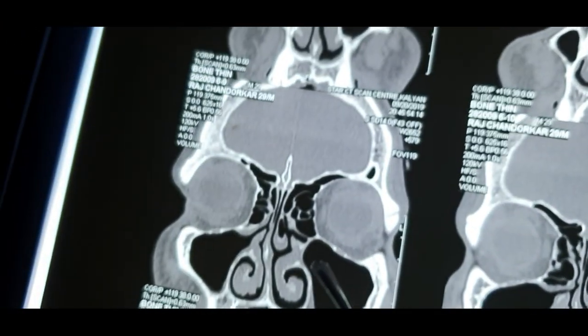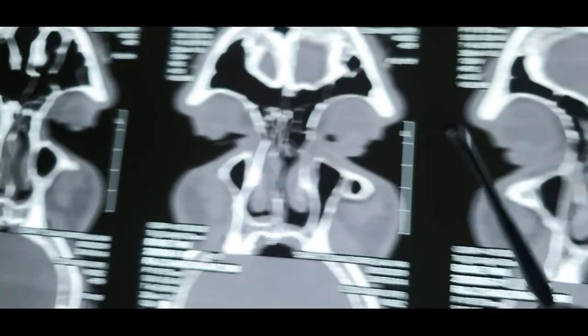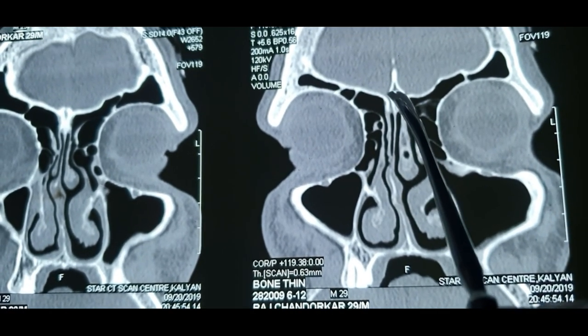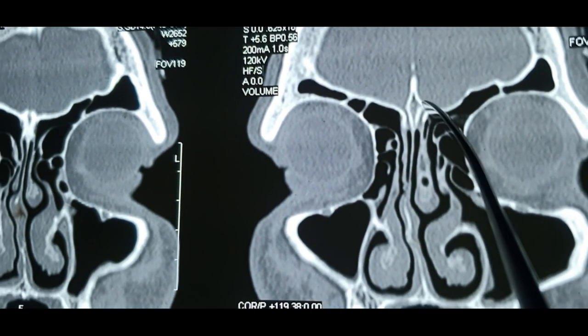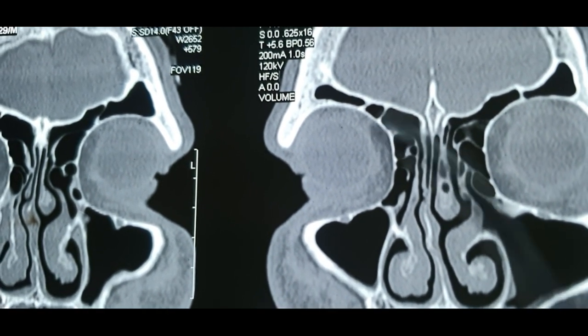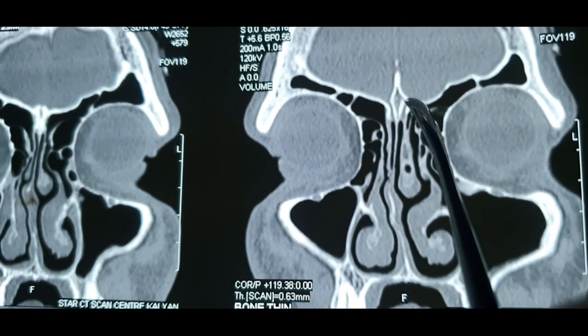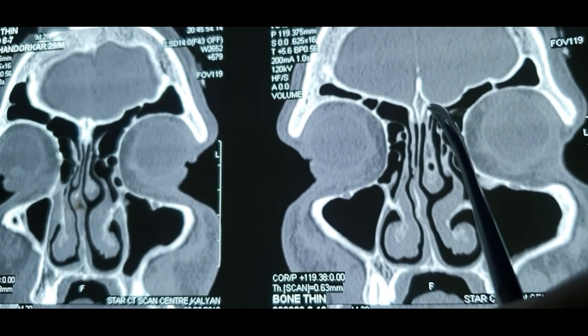Now I will point you to the olfactory cribriform area. As we all saw, this was the area of the cribriform, that is the crista galli. This was the crista galli area. The crista galli is nothing but a bony projection, like a diamond shape, signifying the beginning of the anterior ethmoidal and the anterior cribriform area.